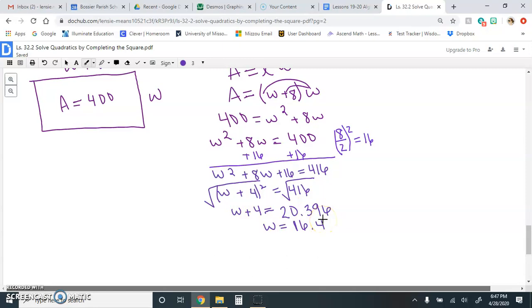And then don't forget, we know our length is 8 longer than that. So I'm going to have to take that and add 8 to it, which gives me 24.4. And that is going to be, I believe, in feet.